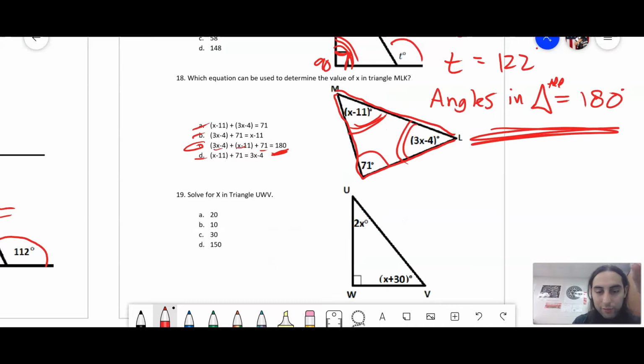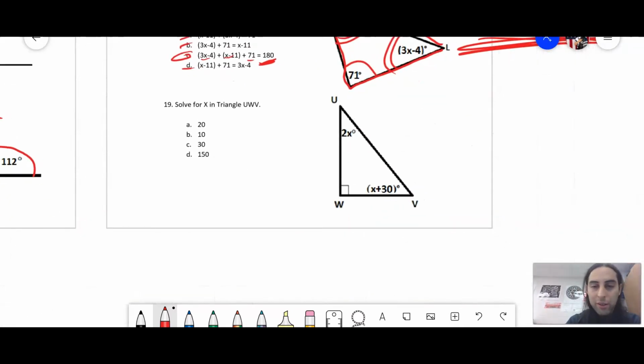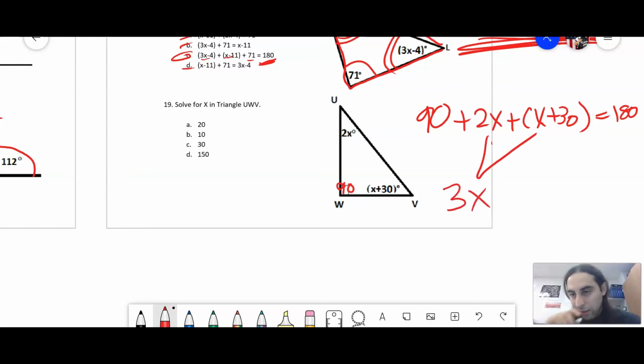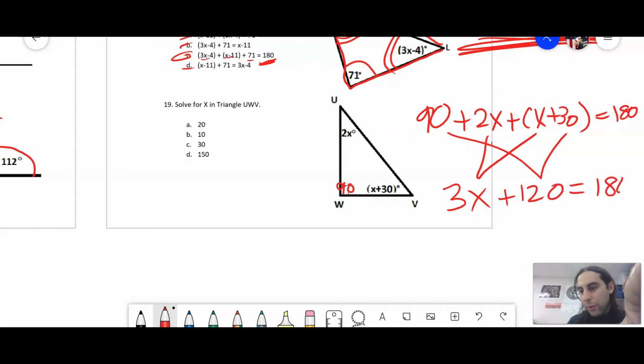Last but not least, let's do number 19, right? We're gonna add these up to 180. So we know that this is 90. So let's do this. 90 plus 2x plus x plus 30, and we said equals 180. Okay, so let's combine like terms. 2x plus 1x is 3x. 90 plus 30 is 120. And now we have a two-step equation.